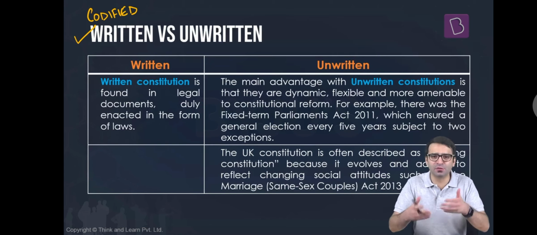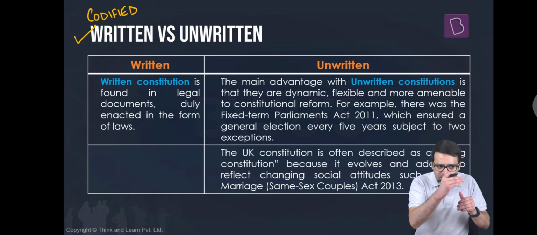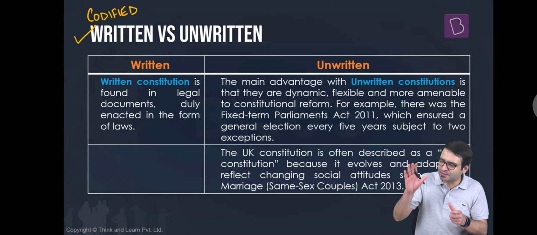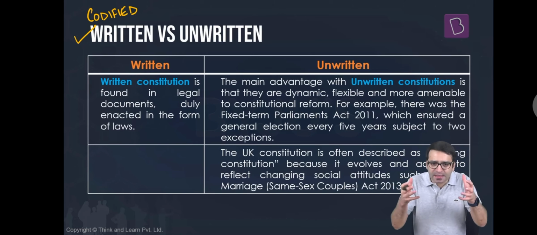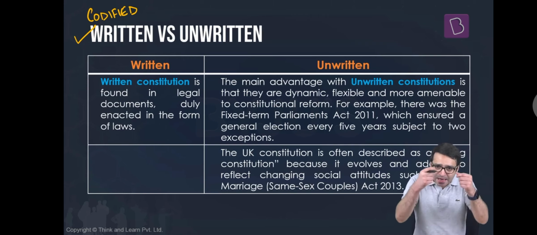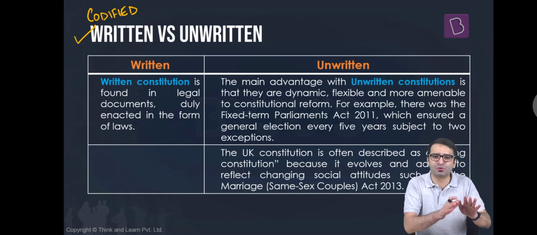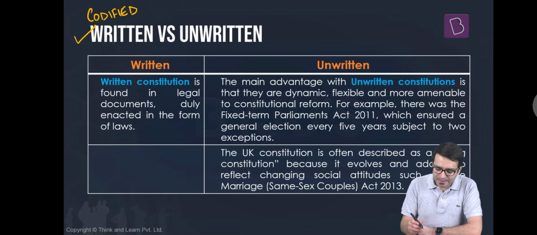So what is a written constitution? A written constitution is one where the laws are written and codified into one single document. This is the Constitution of India. This is the Constitution of United States. Since these constitutions are written and codified into various parts in one single document, we say these constitutions are written or codified constitutions.